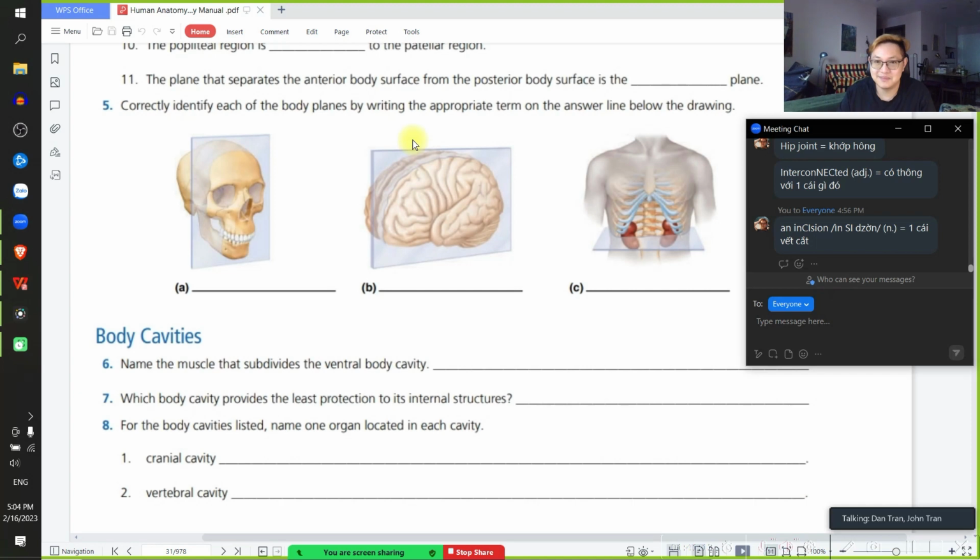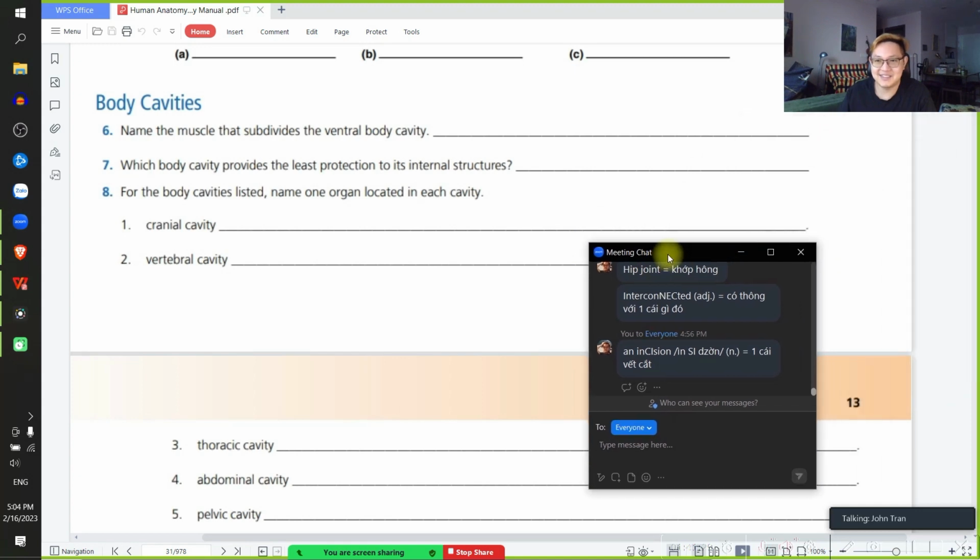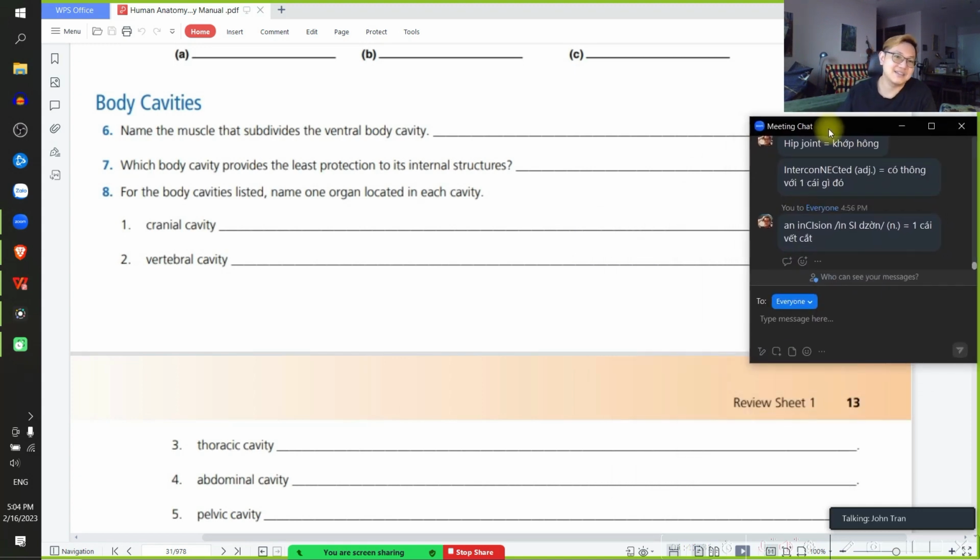Transverse. Transverse, cắt như cắt da lụa nha. Well, it's like cutting through sausage, cutting through Vietnamese sausage. Got you. Okay, body cavities, những cái khoang cơ thể nè.